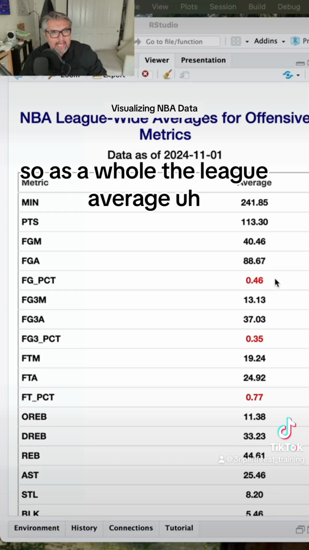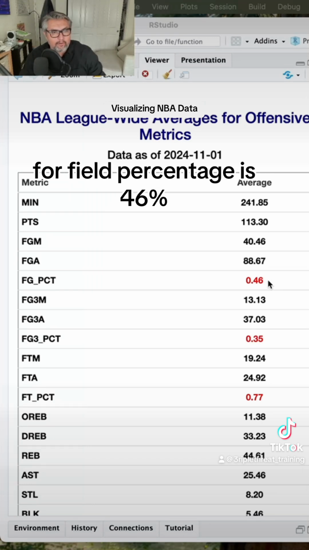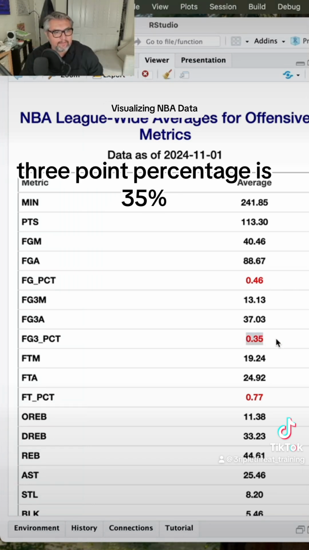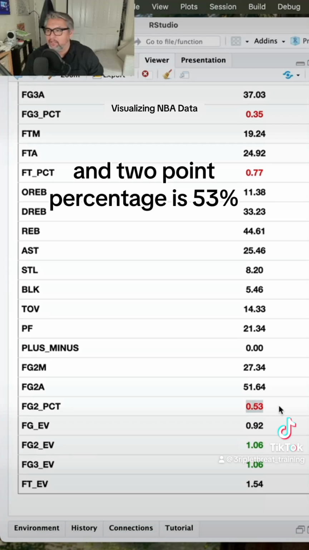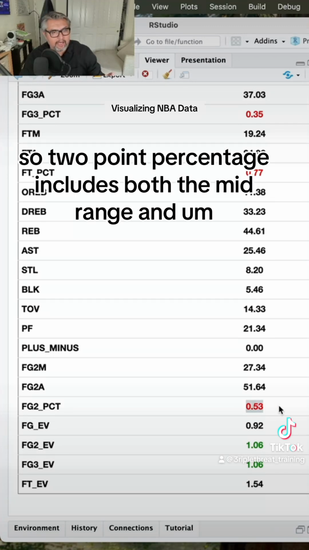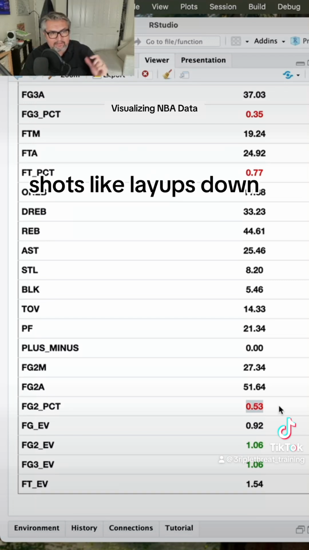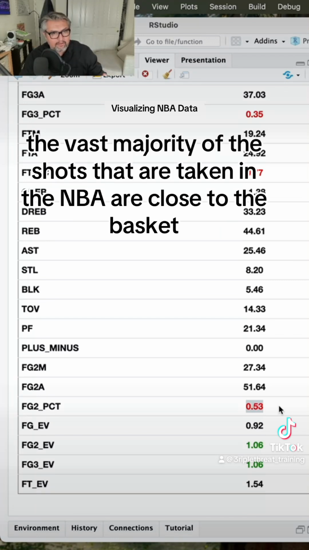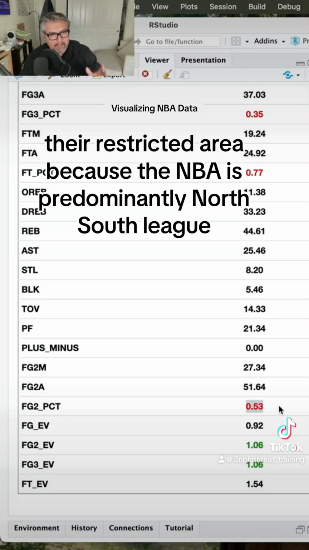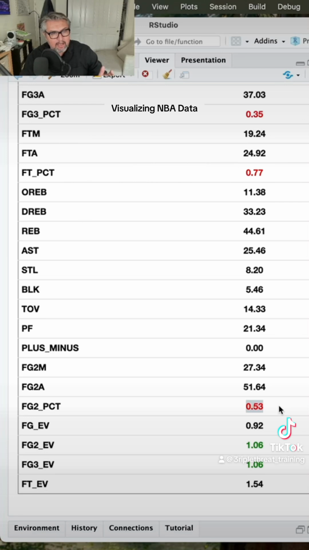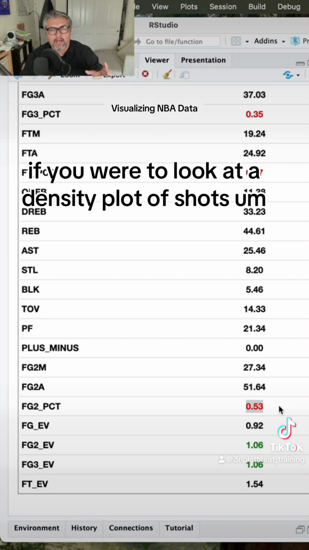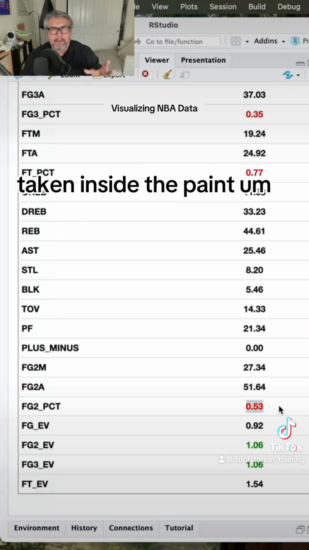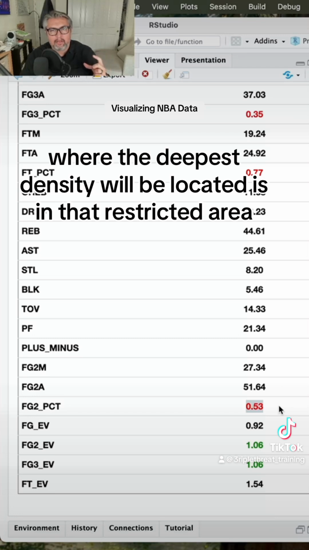So as a whole, the league average for field goal percentage is 46%, 3-point percentage is 35%, and 2-point percentage is 53%. So 2-point percentage includes both the mid-range and shots like layups and dunks. The vast majority of the shots taken in the NBA are close to the basket. They're in the restricted area because the NBA is predominantly a north-south league. If you were to look at a density plot of shots taken inside the paint, the deepest density will be located in that restricted area.